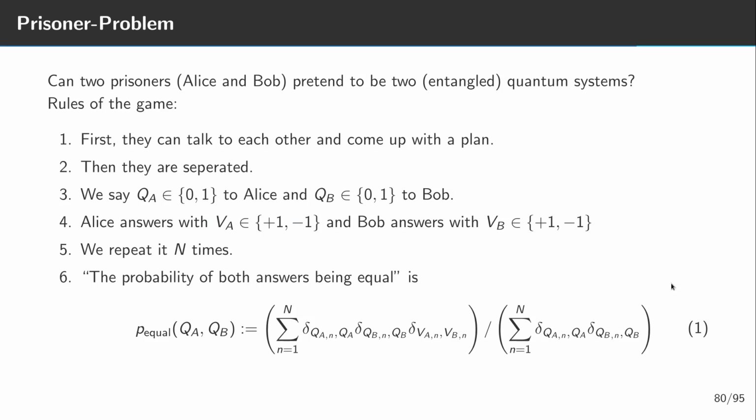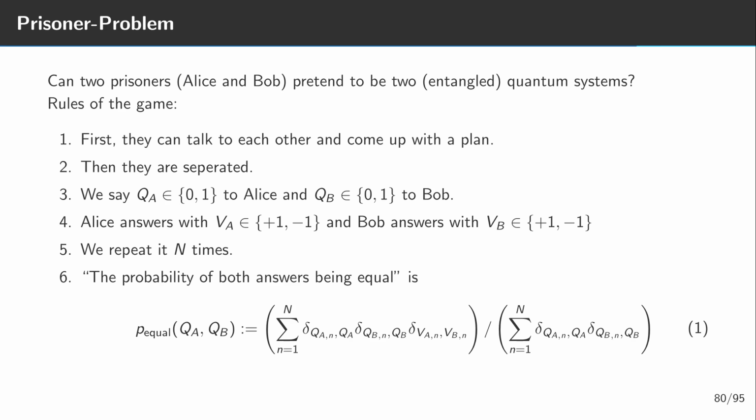Or in other words, how can we build this device that cannot be built? So the big question that we want to answer is whether two prisoners can pretend to be two entangled quantum systems. The rule of the game is as follows. In the beginning, the two prisoners, Alice and Bob, may talk to each other, maybe they flip some coins, and they can try to come up with a plan together. After that, they are separated and no longer able to communicate.